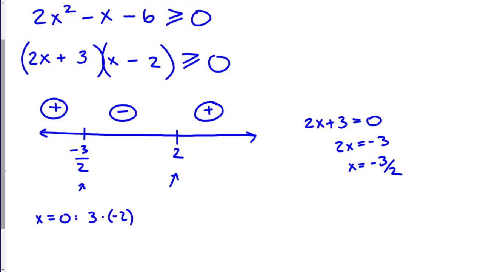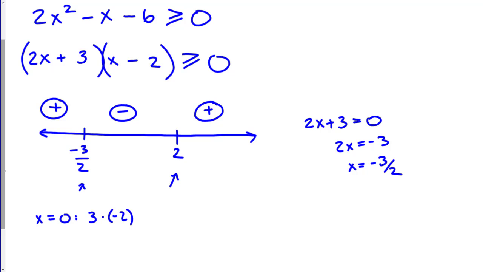So for instance, a value that's less than negative 3/2 would be negative 2. You could plug negative 2 into your polynomial and see if it's positive or negative. A value that is greater than 2 would be 3. You could plug 3 in and see if it's positive or negative. That would always work. But using the argument of multiplicity can save you a lot of time.